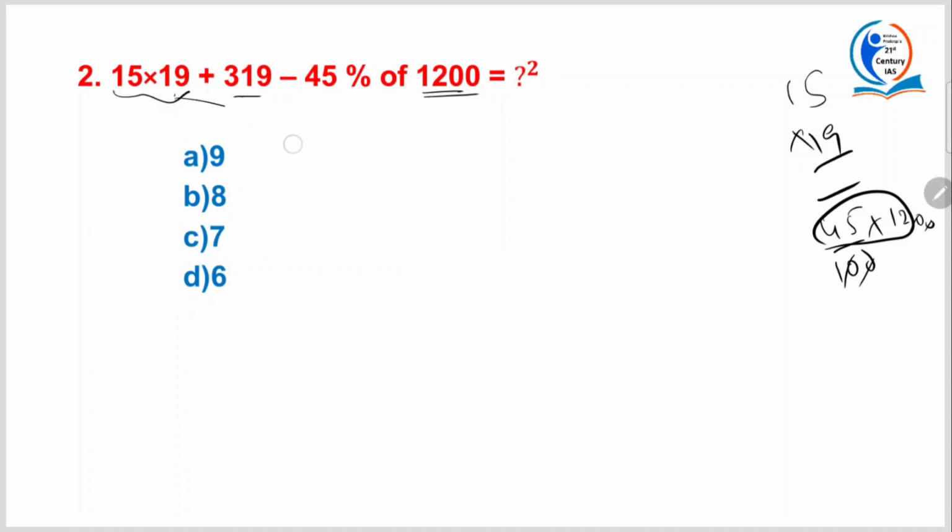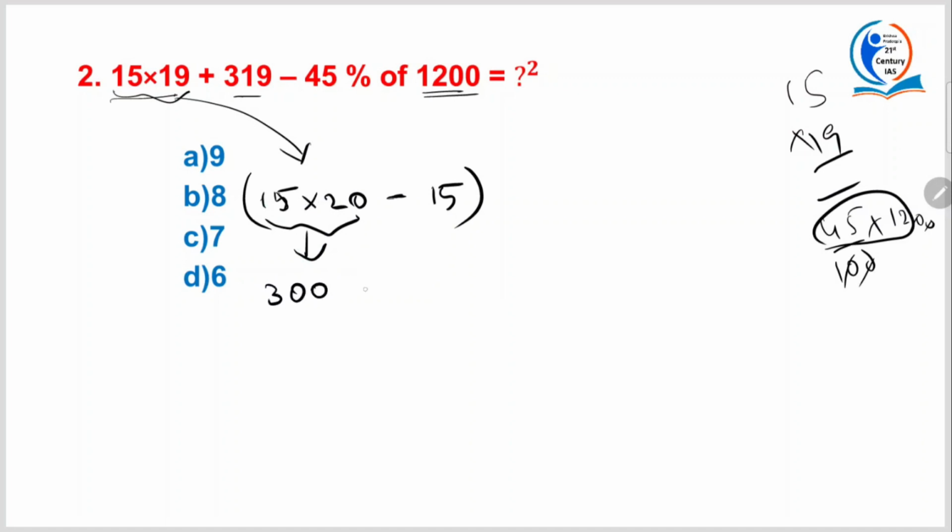Here I will tell you how to do this 15 into 19 in an easier way without actually multiplying. Okay, 15 into 19 can be written as 15 into 20 minus 15. 15, 20 times you are taking, from that you are subtracting 15. So how much is it? It is 300 minus 15. How much is it? 285.